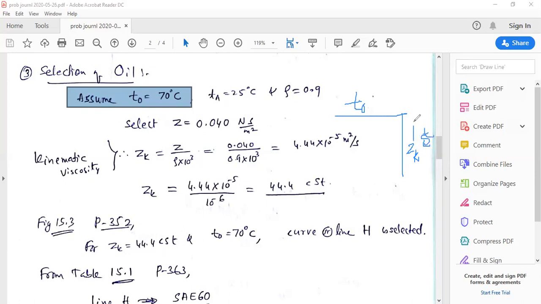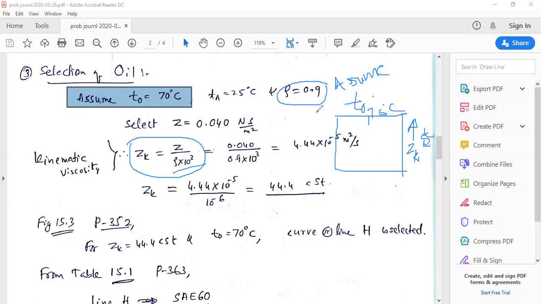So this is given on the ordinate on the right side of that particular figure. With respect to 70 degrees centigrade and the value of Zk, the Zk value that we have to calculate is given by Z divided by rho into 10 raised to 3. What is rho? Rho is assumed here to be 0.9. That is the standard value to be assumed for the liquid lubricant, 0.9. So 0.9 is a specific gravity.